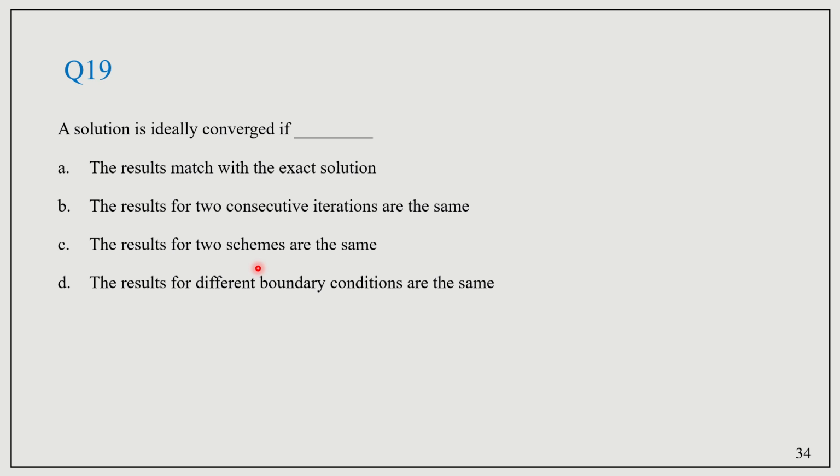Finally, results for different boundary conditions being the same, we cannot obtain that. Results vary with respect to the boundary conditions. If temperature is 273 Kelvin in one system and 500 Kelvin in another, obviously the results will not match, and it is not related to convergence either. So the answer is option B, results for two consecutive iterations are the same.